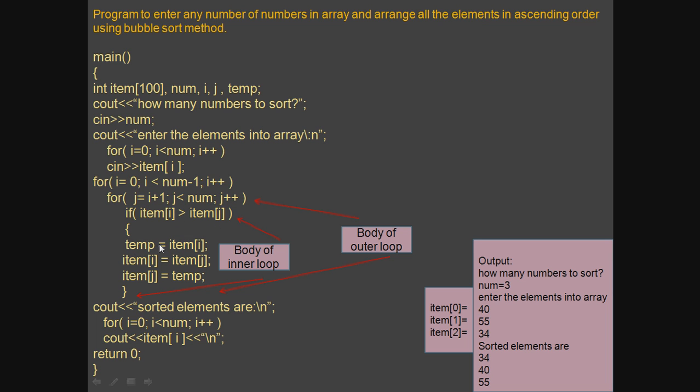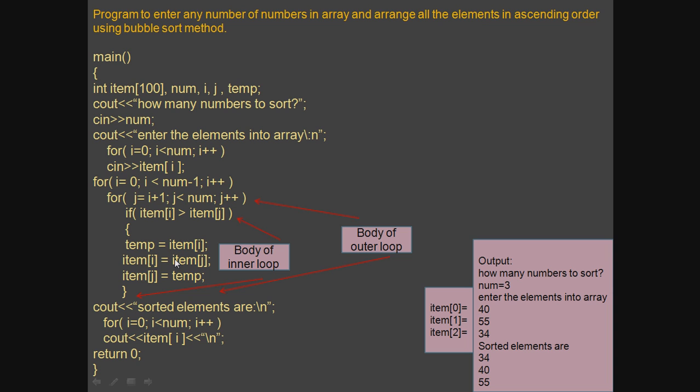So now temp equals item j, which is the item j value 32. 32 gets stored in temp, then item j will store the value of item i. Sorry, temp will store the value of item i, which is 40. So 40 will be stored in temp. So now item j, which is 32, will be stored in item i, which is item 0.